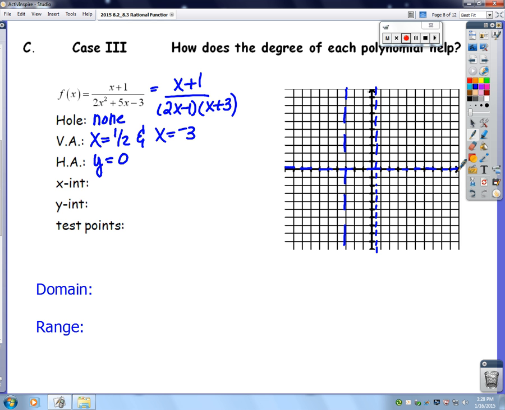All right, x-intercept, the 0 of the numerator. So what makes x plus 1 equal 0? X plus 1 equals 0, x equals -1. So this is a point: -1, 0. Always write x-intercepts as points. All right, y-intercept, we're going to plug 0 in for all my x's. That leaves me with 1 over -3, which is -1/3.